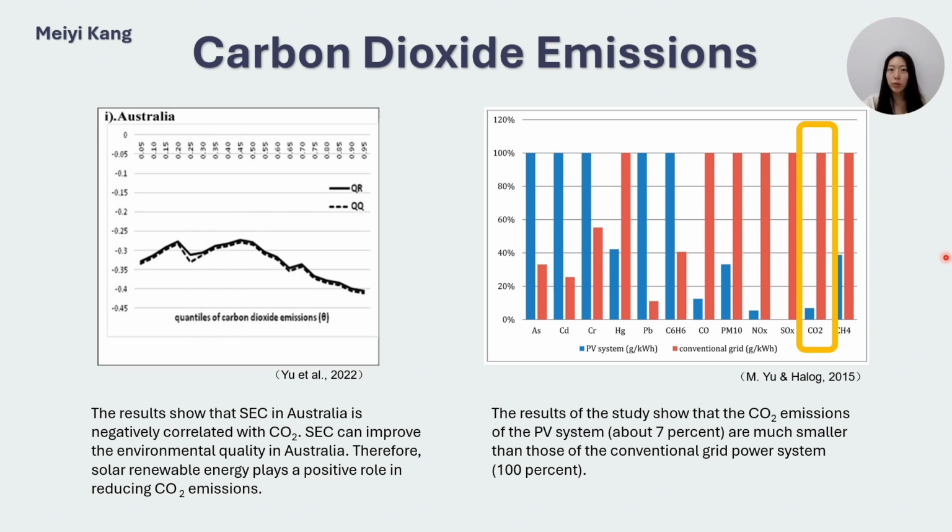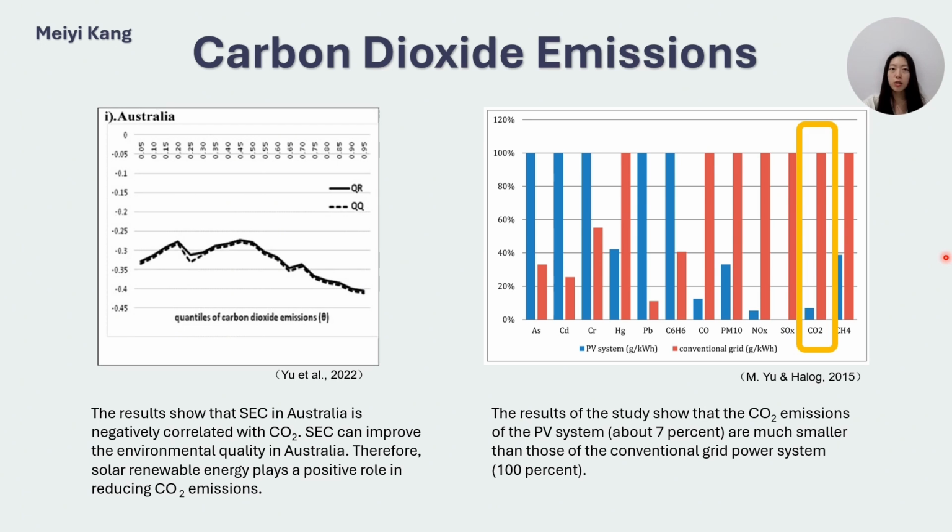Meanwhile, the IEA reports that the carbon footprint of solar power is 10 to 20 times lower than that of coal. Over its lifetime, solar PV is estimated to reduce greenhouse gas emissions by around 90% compared to coal.